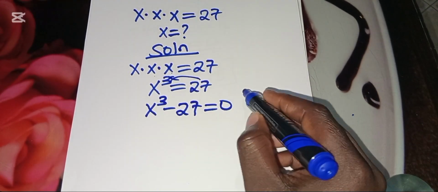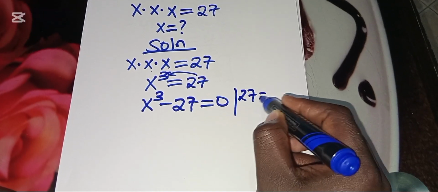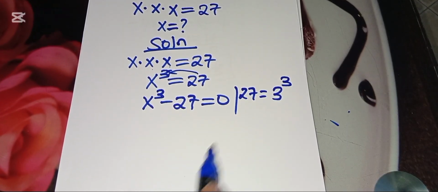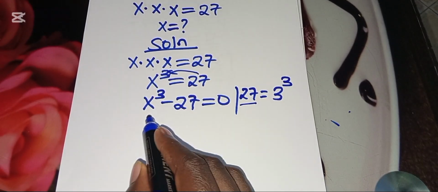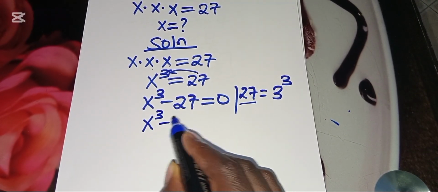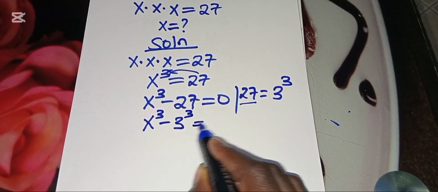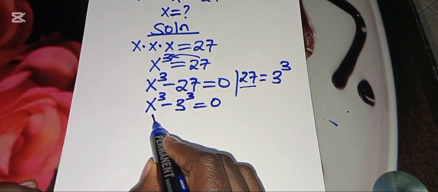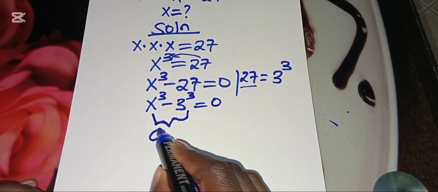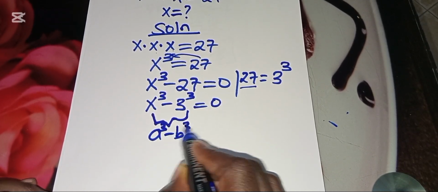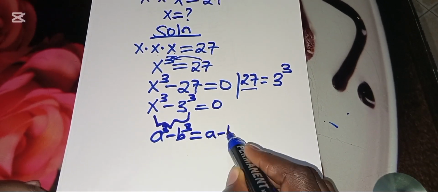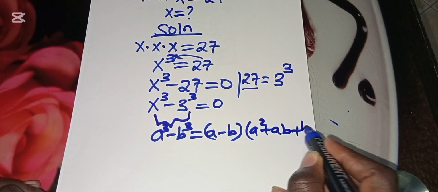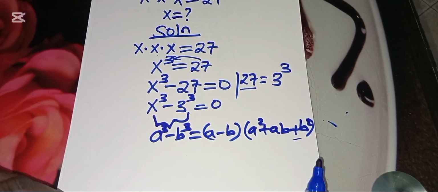So we can express 27 as 3 raised to power 3. Now 3 raised to power 3 gives us 27. So we have x cubed subtract 3 cubed, which is equal to 0. As you can see, this is the difference of cubes, which is expressed as a minus b, a squared plus ab plus b squared. This is the formula for the difference of cubes.